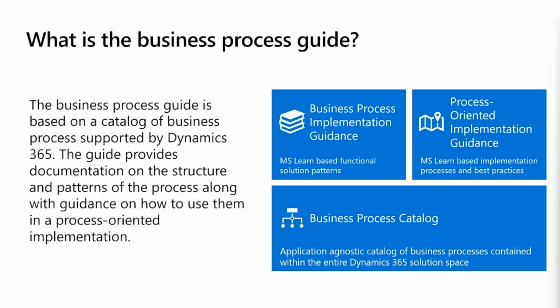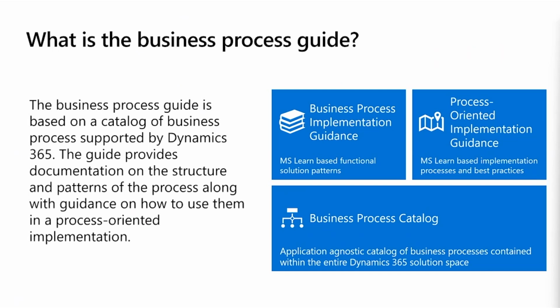So differentiating, what is the business process guide versus what is the catalog? The guide is based on the catalog of business processes that are supported by all of the Dynamics 365 applications. The purpose of the guide is to give you the documentation on the structure and patterns of the processes, along with guidance on how to use them in a process-oriented implementation. The catalog itself is just a list of processes, and there are lots of ways that you can use it. We'll have more Tech Talks in the future talking about that in more detail.